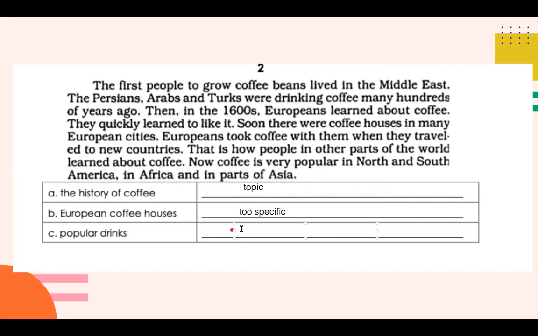And what about C? Okay, so we have this one as too general because it's the only option we have left. So we are saying that A is the topic, B is too specific, and C is too general. And you guys are correct. Very good. Yes, the history of coffee is the topic of the paragraph because it's telling us the story of how it went from the Middle East to all over the world. European coffee houses, too specific. And popular drinks, there are many popular drinks around the world, so that's too general. Very good.